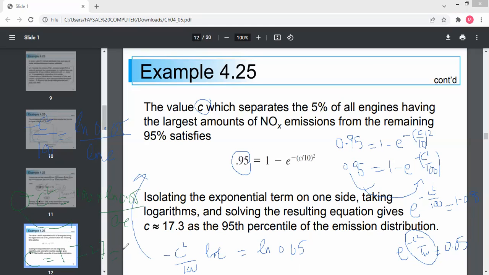it will be 17.27, or approximately 17.3. So this is C, the 95th percentile of the emission distribution. So this is the way we find the value of NOx for my pollutants. By using this equation, the primary equation, we find the value of pollutants.